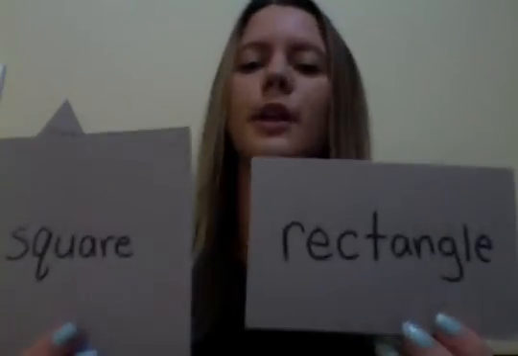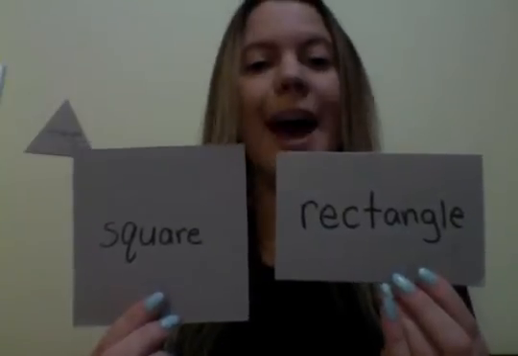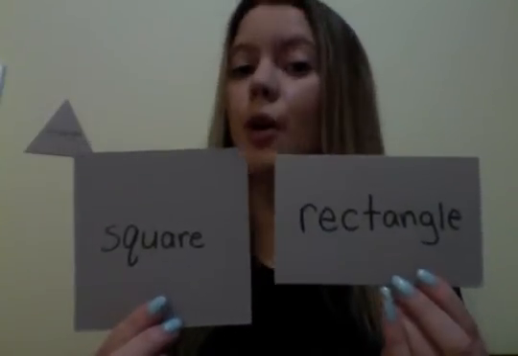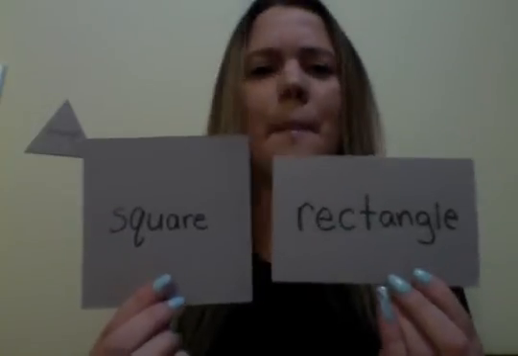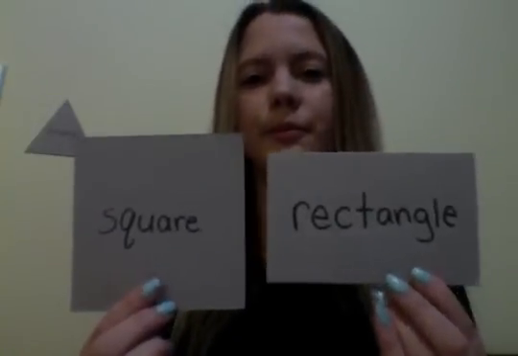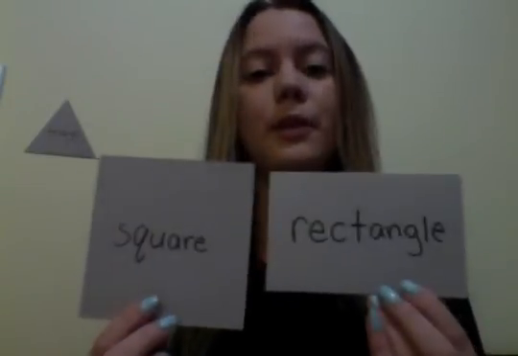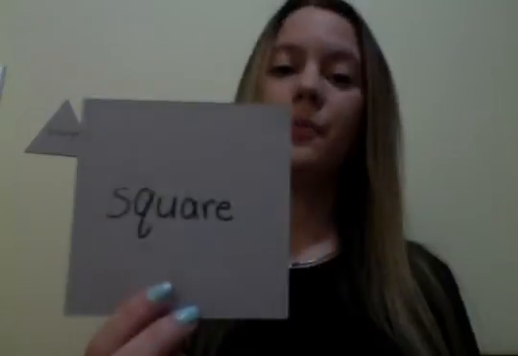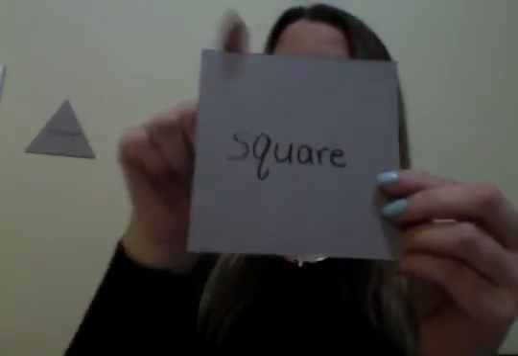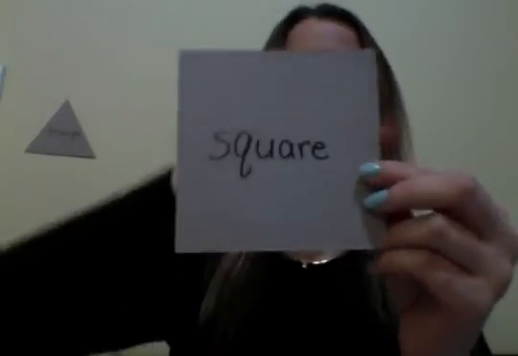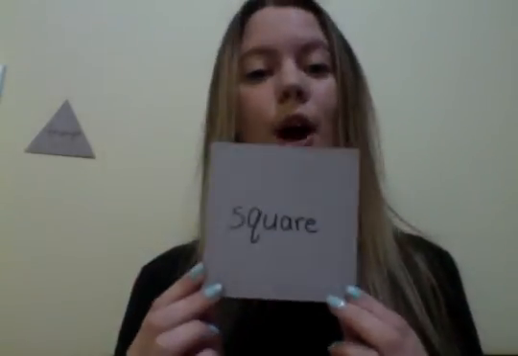I'm going to give you a minute to look at both of them and think about how they are different. We know that they're the same. They both have 4 sides and 4 corners, but how are they different? They're different because the square has 4 equal sides. So this side, this side, this side, and this side are all the same. They are all equal.